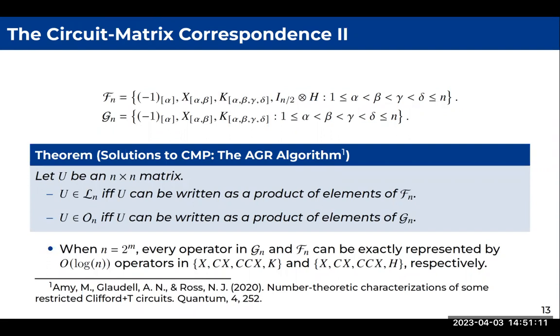Now, with this notion in mind, we're able to rephrase the correspondence that we just mentioned. That is, if you have an n by n matrix U, and U is in this group Ln or On, then it corresponds exactly to elements from Fn and Gn through the matrix composition, which is the matrix multiplication. So do we have any questions now, or can I proceed?